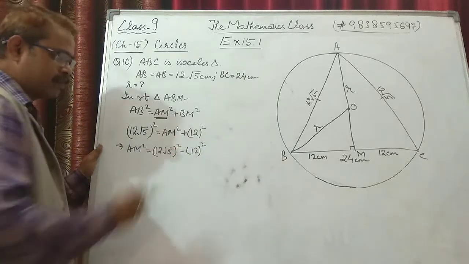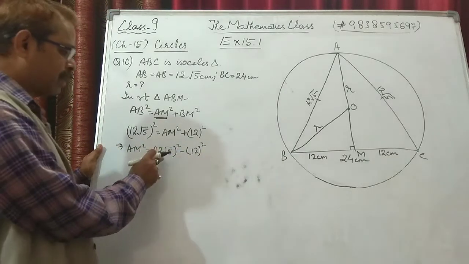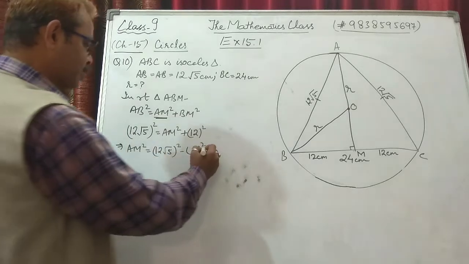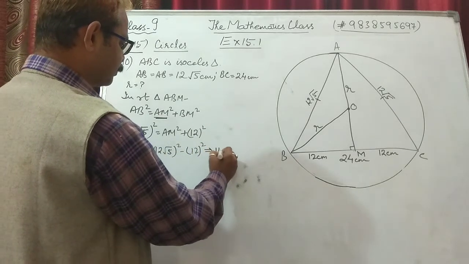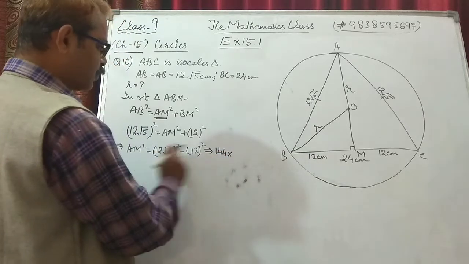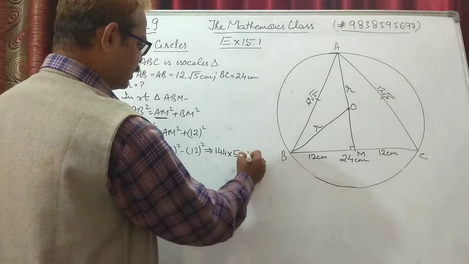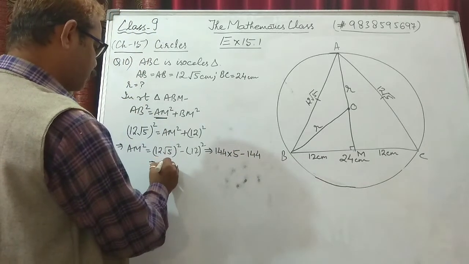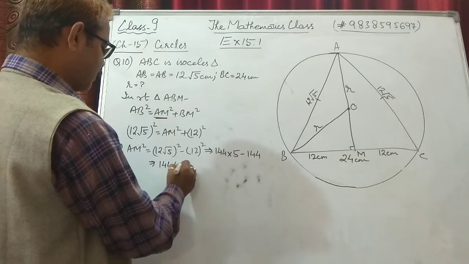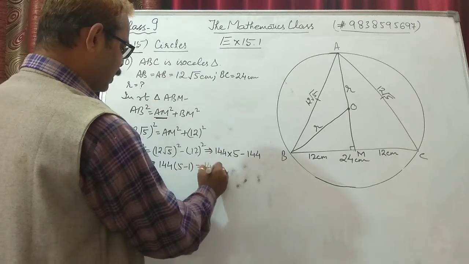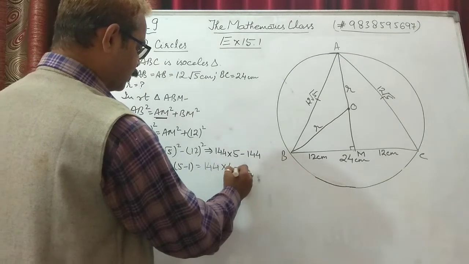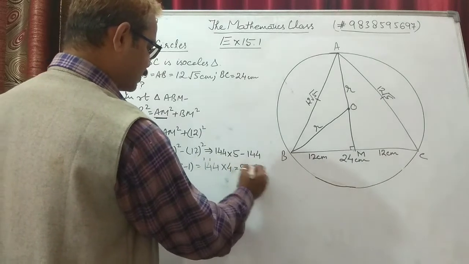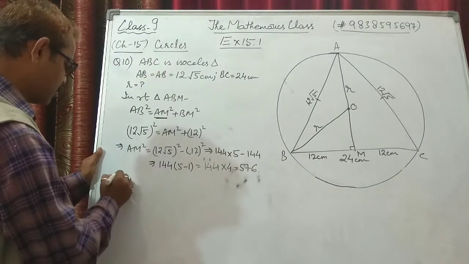Now this can be calculated by two methods. Even if you want, you can apply A square minus B square, that will be A plus B into A minus B, or we simply square. So 12 square is 144 into root 5 square is 5, minus 144. So from both these, if you take 144 common, you are left with 5 minus 1, that is 144 into 4. 576 is the value of AM square.